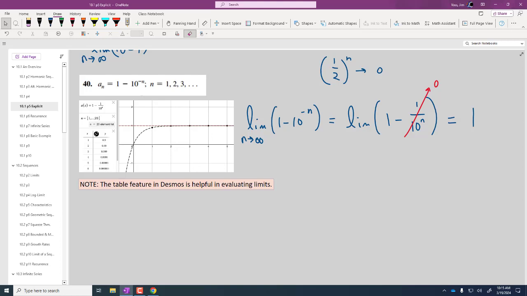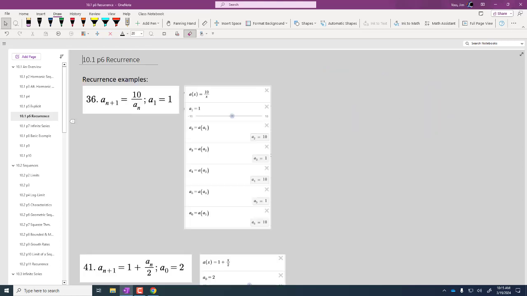All right, and of course, when we look at this picture, that doesn't prove that the limit's 1, but it sure is convincing. We would want to do the math to confirm it, but that's a strong indicator that the limit is 1. Okay, so let's take a look at a couple of recurrence examples.